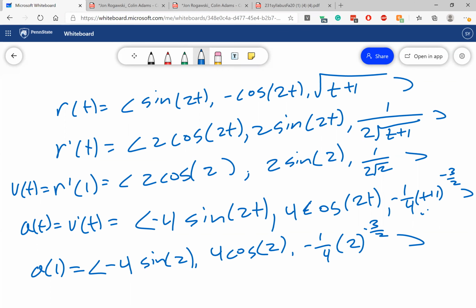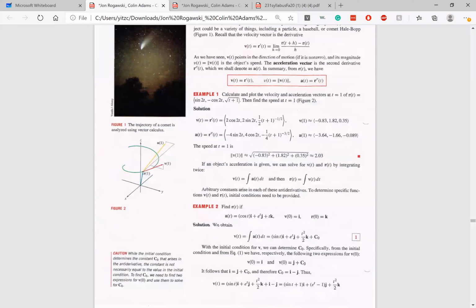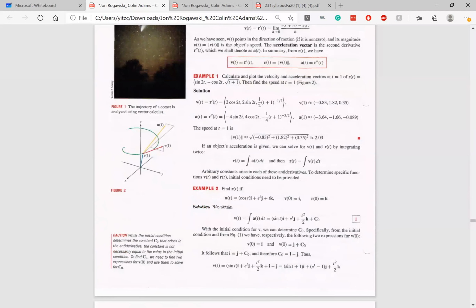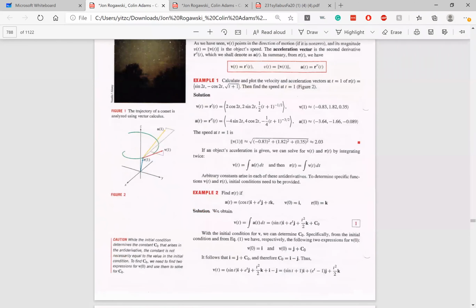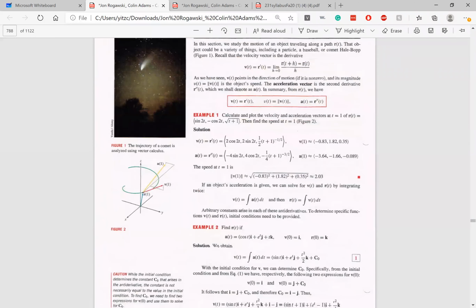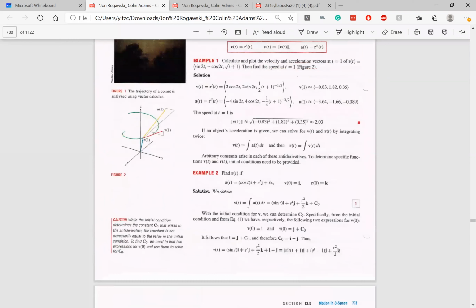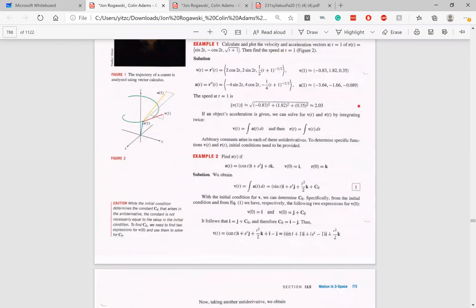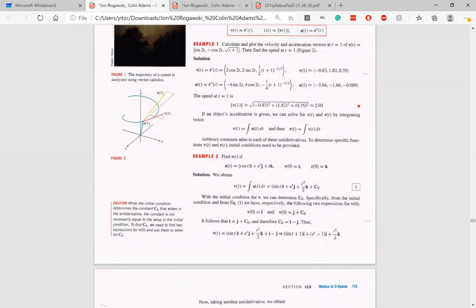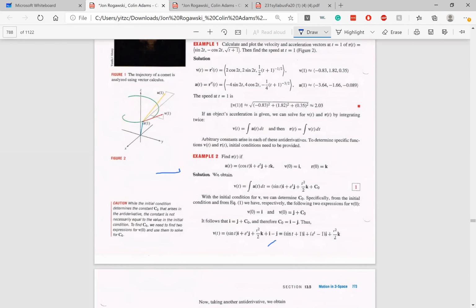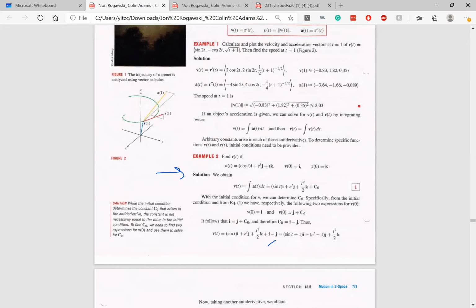Okay, so the next thing we can do: we now know how to go from our position, from our r(t), to acceleration, but we can go the other way as well. We can go from acceleration to r(t), so long as we know some initial conditions. So let's do this example, and it should clarify some of this.